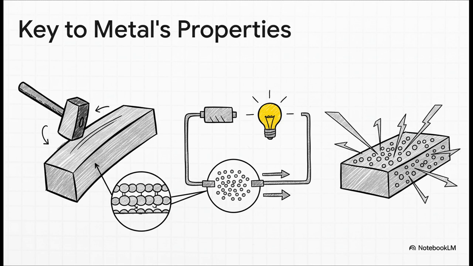It's why you can bend them. They're malleable, because the atoms can just slide past each other in that electron sea without breaking the whole thing. It's why they're conductive. That sea of electrons is literally free to move and carry an electric current. And yeah, it's even why they're shiny. Those free-flowing electrons are great at bouncing back light.